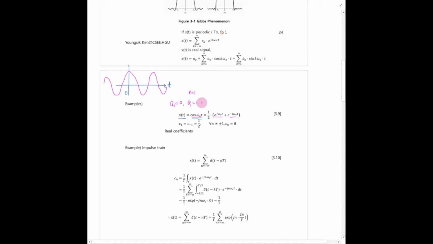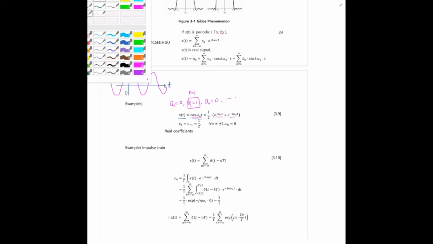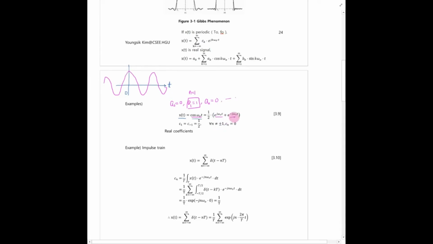And a2 is 0. Okay, all the way 0. Only a1 is not 0 in this cosine omega 0 t. If we express that as a sum of complex exponentials, then we can express it in this way. In that case, it also has the first harmonic only, but we have positive and negative signs here.